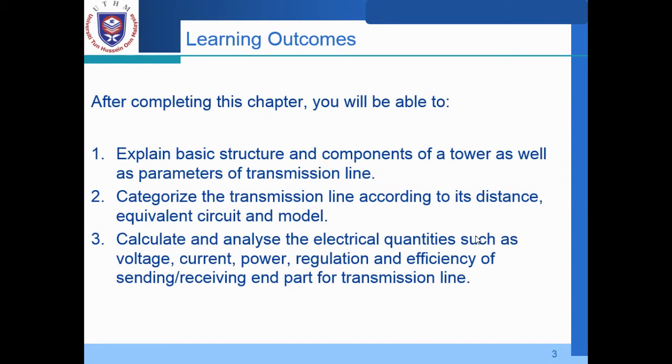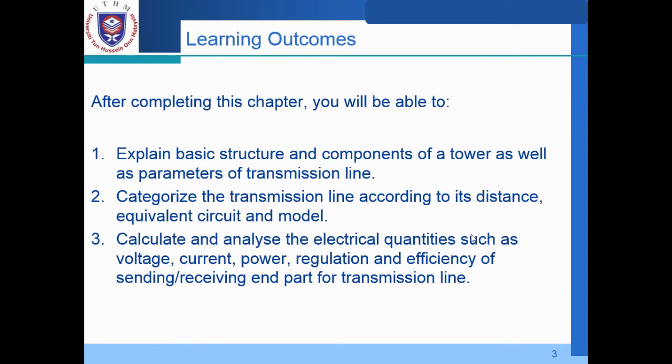So next is the learning outcomes. After completing this topic, students should be able to first explain basic structure and components of a tower, as well as parameters of transmission line. So we look at basically the tower structure and the components that make up this tower, and also the parameters in terms of resistance, capacitance, the series or the shunt connection of the transmission line.